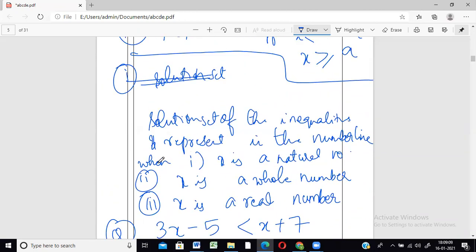Okay, represent them on a number line when x is a natural number, x is a whole number, x is a real number. What do you mean by natural numbers? Now, natural number, you have to understand, natural numbers are all numbers. Just a second.